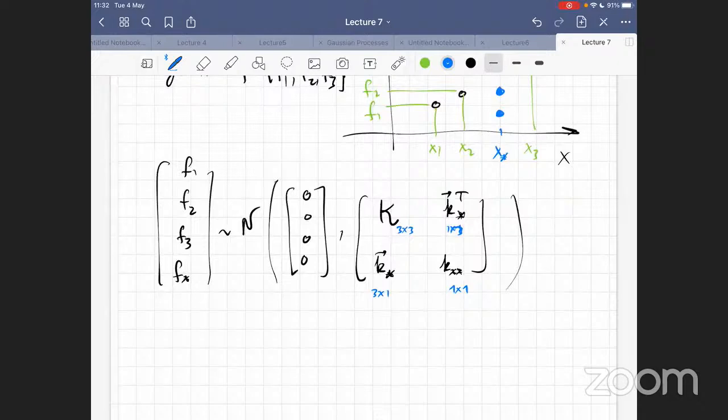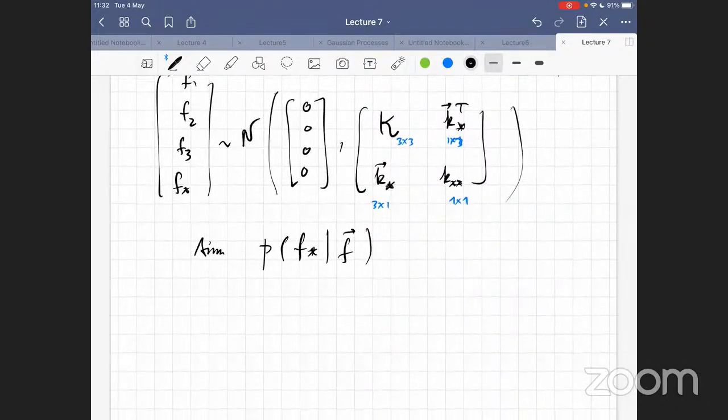And then what I would like to compute is the following thing. The aim is to compute P of F star given the observations, right? And in order to do that, let us write here a property. So let me just open for a minute a parenthesis.